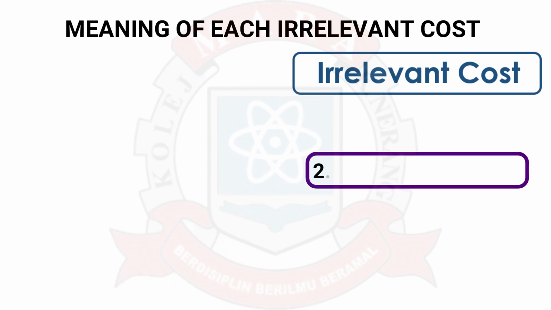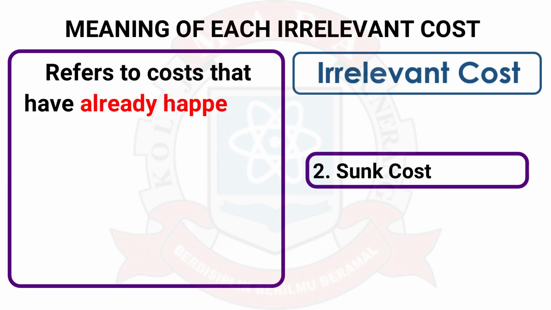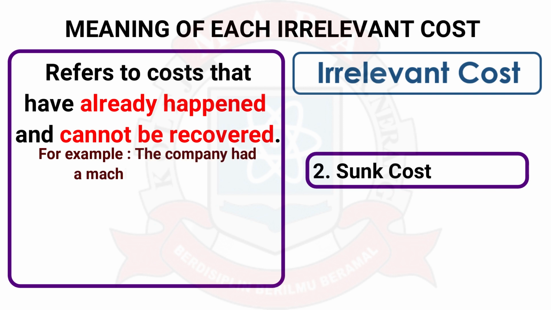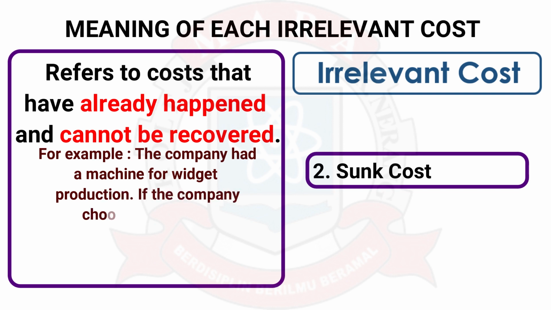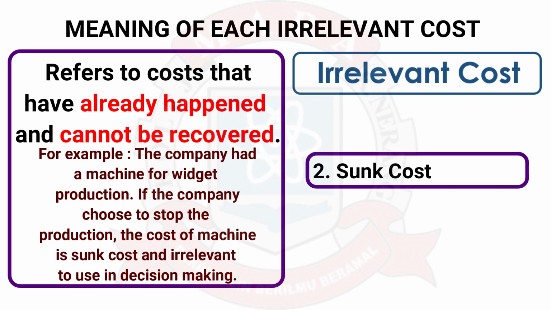So number 2, the second type of irrelevant costs, is sunk costs. It refers to costs that have already happened and cannot be recovered. For example, the company had a machine for widget production. If the company chooses to stop the production, the cost of the machine is a sunk cost and irrelevant to use in decision making.